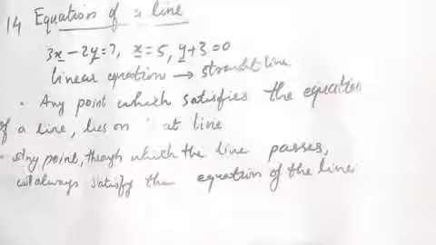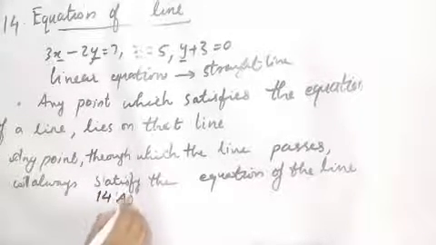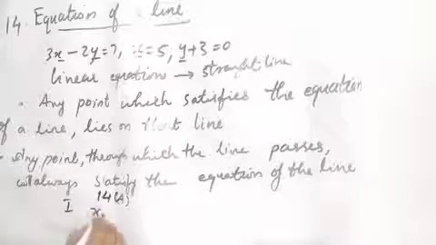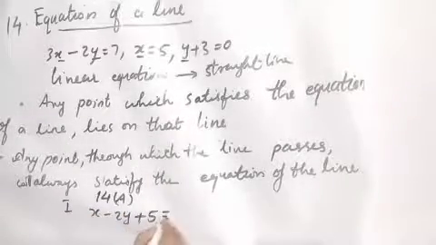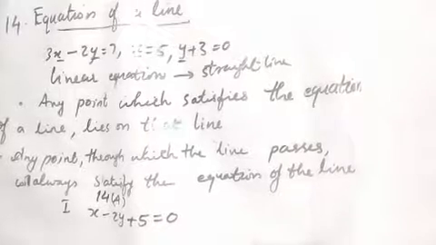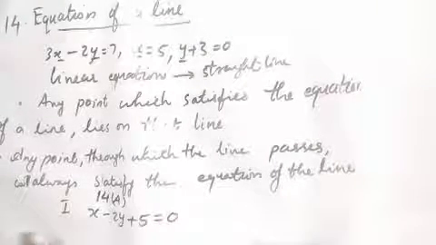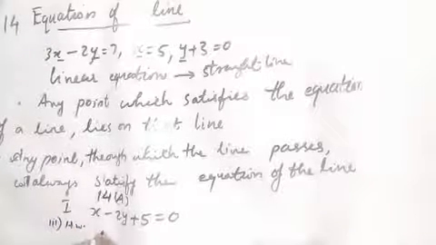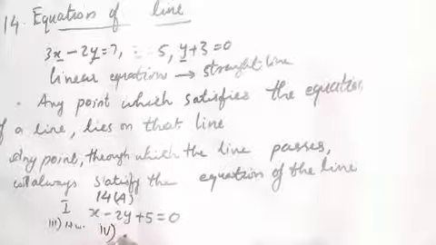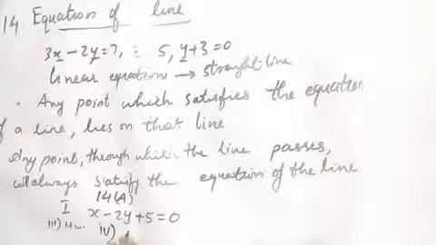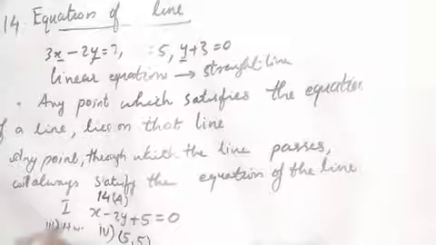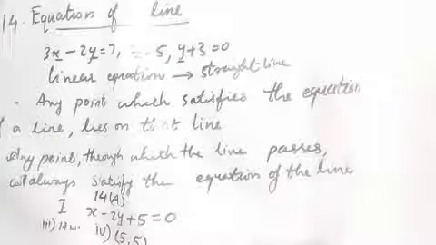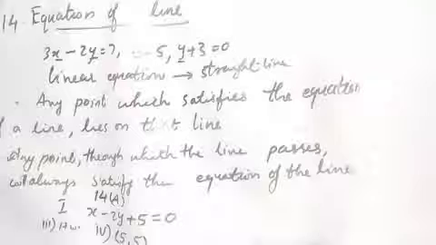Exercise 14a, first one. Find which of the following points lie on the line x minus 2y plus 5 equal to 0. There are 6 points given. You can do the third one homework. We will discuss the fourth one now. One point is given, that is 5, 5. You have to find whether this point lies on the given line or not.